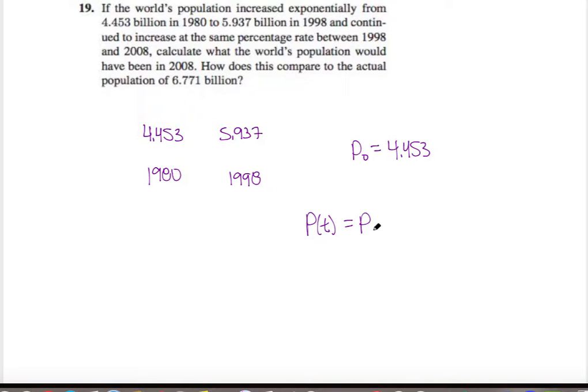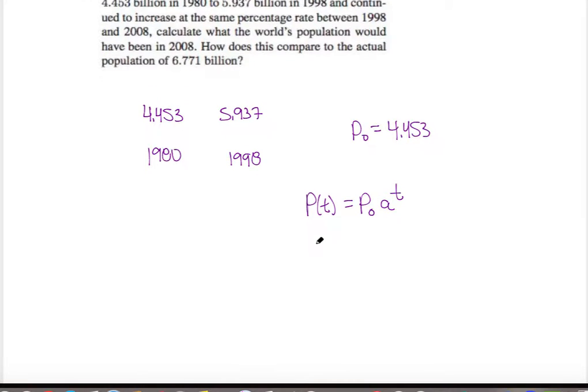So in number 19, we have a population growth. We want to come up with a function that describes the population of the world based on this information. We have a couple different things that we can pull from this. So let's say that our initial population is 4.453. So P0 is 4.453, and that's billion people. So we have population as a function of time will be P naught times a raised to the t.